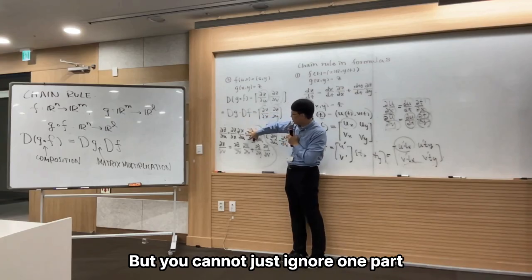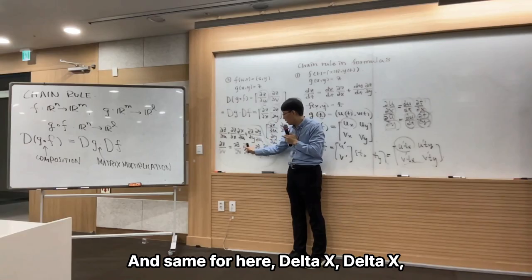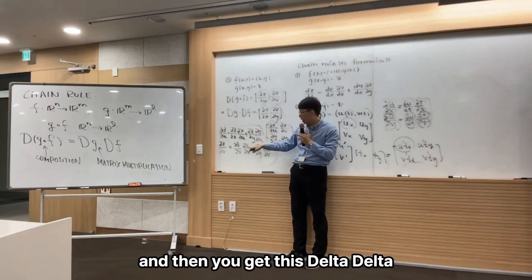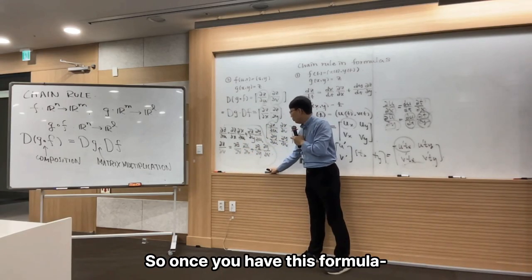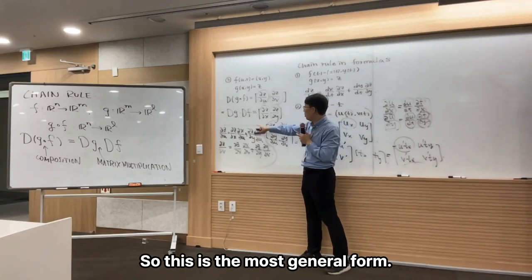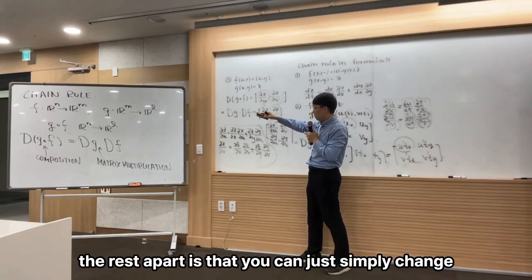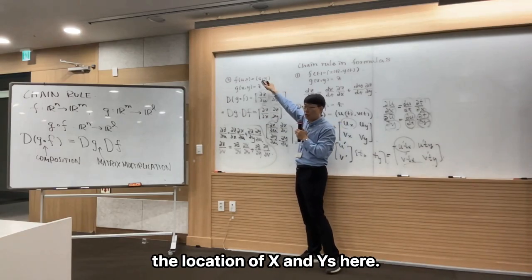But you cannot just ignore one part because they are both affecting the rate of change. And same for here, del x and del y cancel out, and then you get del z del v left only, right? So once you have this formula, I think that's everything. This is the most general form. The rest is that we can simply change the notation of the x and y here.